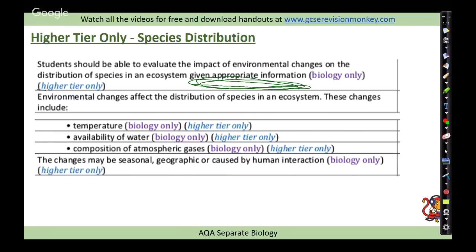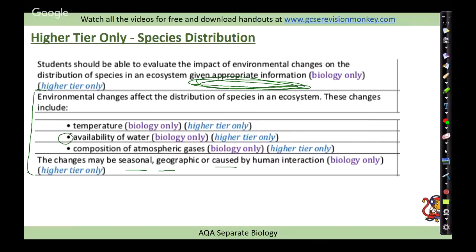Environmental change affects the distribution of species, including the temperature. So this could cause migration of species, for example. This links into global warming. It says here it could be seasonal, geographic, or caused by human interaction. It could be a daily basis that an organism is moving and responding in terms of temperature. It could be a seasonal thing like migration, or it could be a big shift caused by global warming.